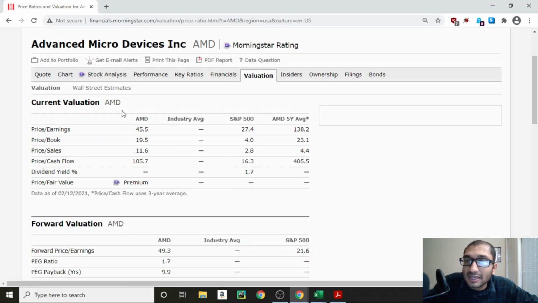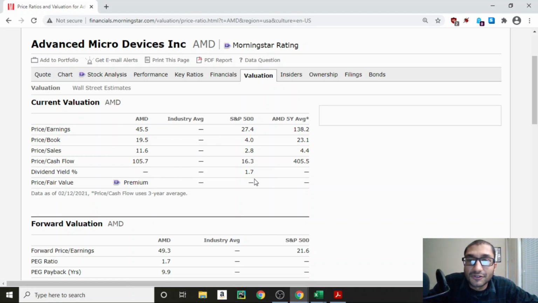Price to sales, AMD is at 11.6, whereas S&P 500 is at 2.8. After that, price to cash flow, AMD is at 105.7, whereas S&P 500 is at 16.3. And finally, the dividend yield. AMD does not have a dividend yield because it does not pay a dividend.